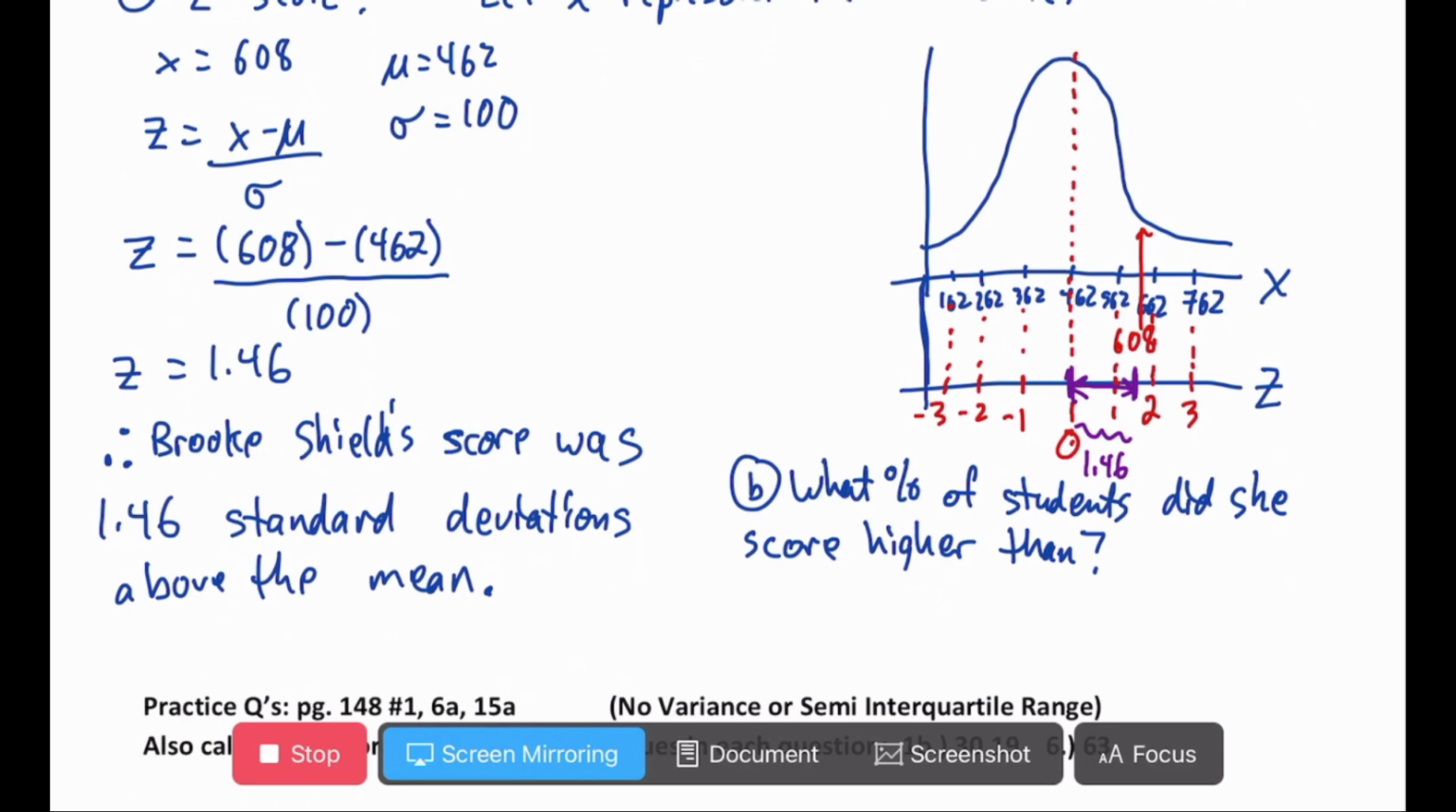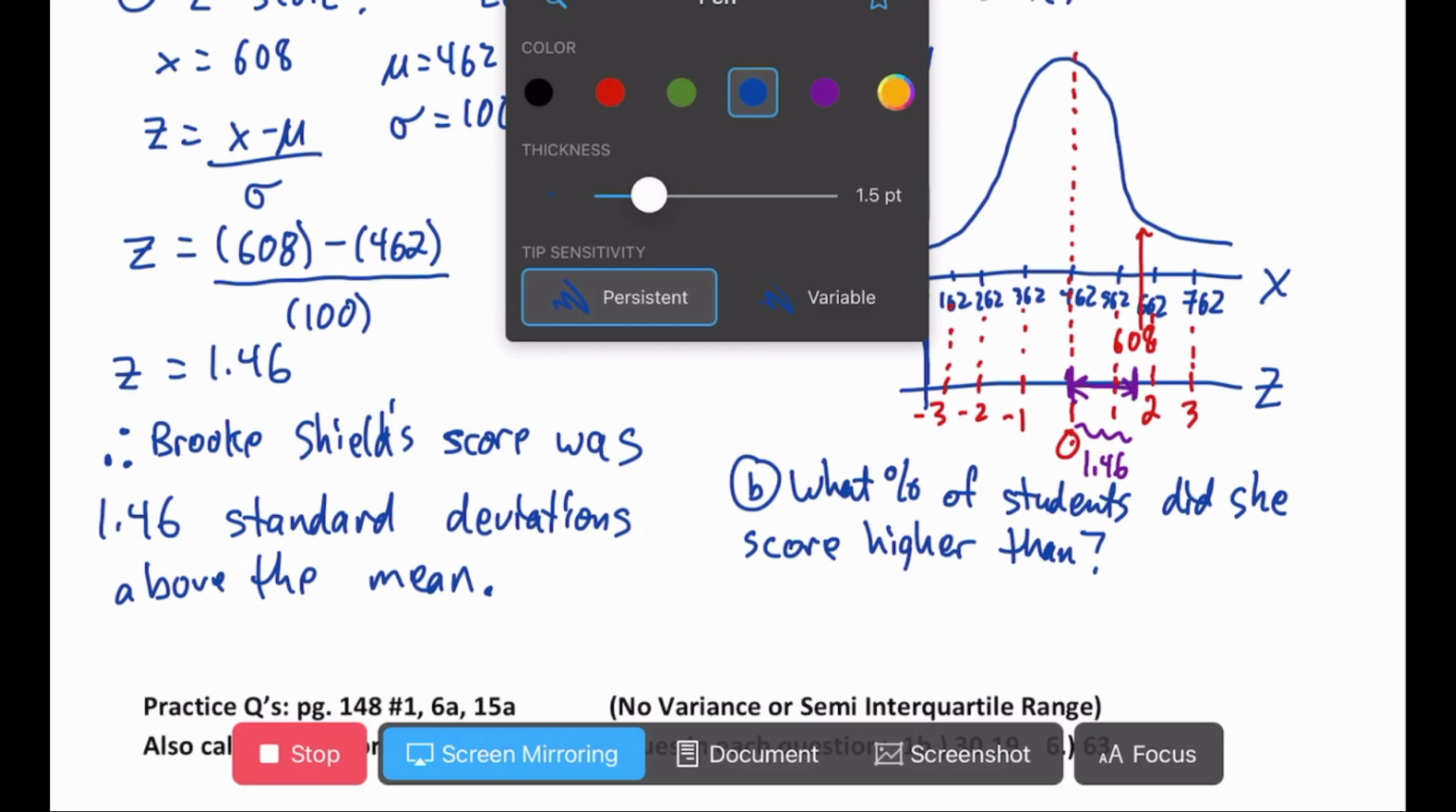So the idea here is that the area under this curve represents 100% of the people who have taken the test. And we want to know what percent of students did she score higher than. Basically, we want to know what is the area under the curve to the left of her score. I'm going to switch my color here for a moment.